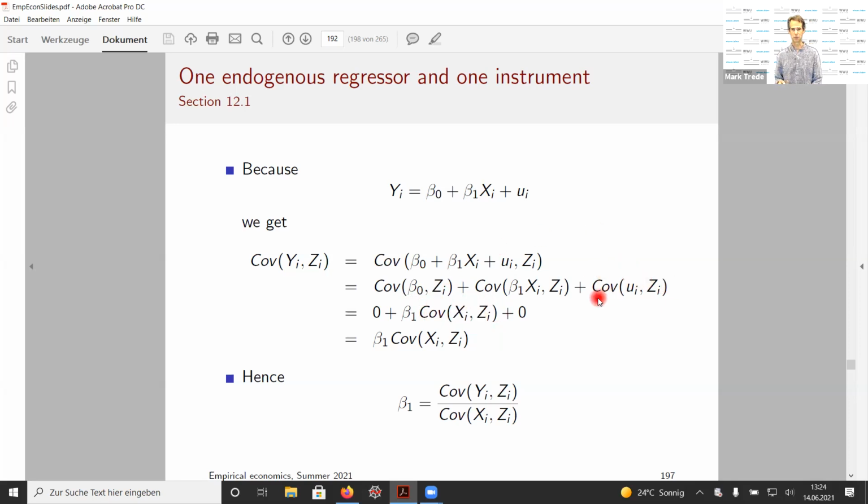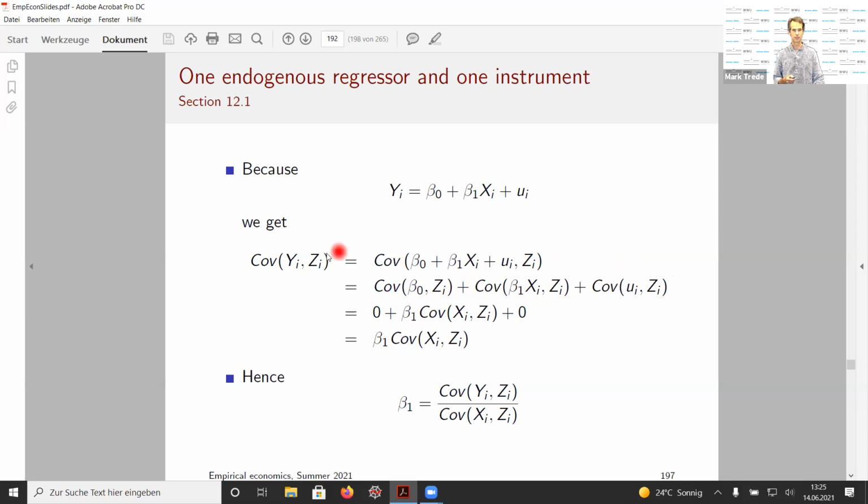And finally, the last one is the covariance between u and z. And again, we have an assumption about this covariance. We assumed the exogeneity assumption. Exogeneity means that the instrument is not correlated with the error term. So if z is a valid instrument, then this term is not 0, and this term is 0. So 0, first term is also 0, and here we pulled our beta 1 in front of the covariance.